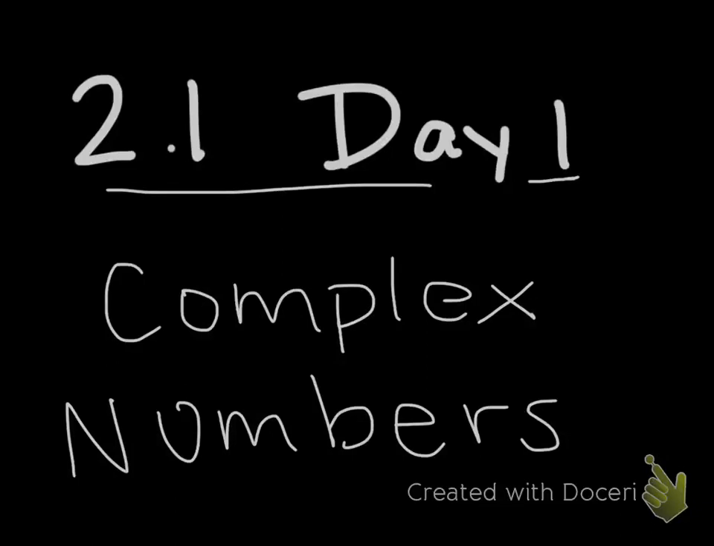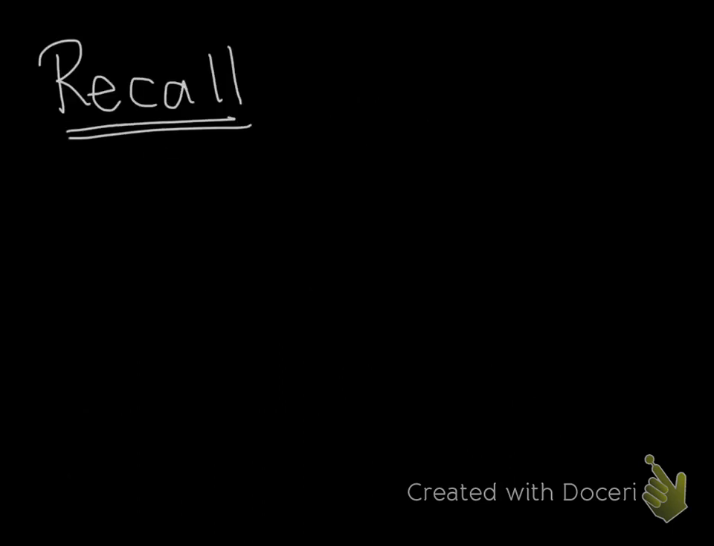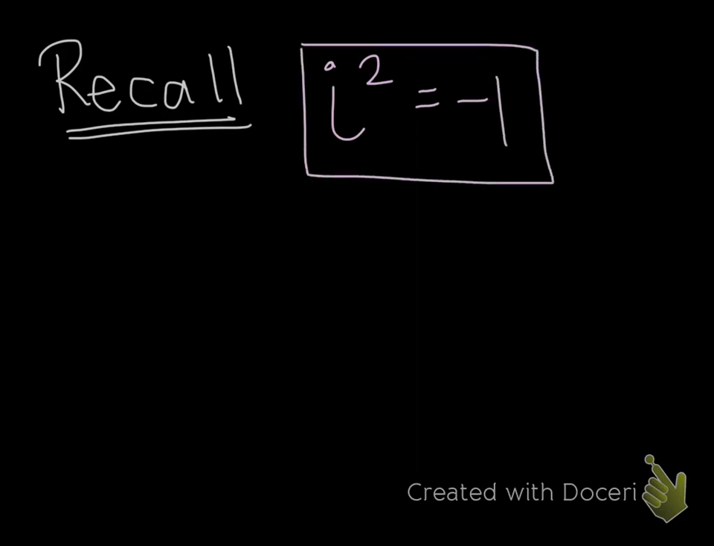Today we're doing section 2.1, day 1, and we're going to be discussing complex numbers. So a quick little recall about material that we're going to be using today is that i squared is equal to -1. So whenever we have an i squared, it's actually equal to a real number.